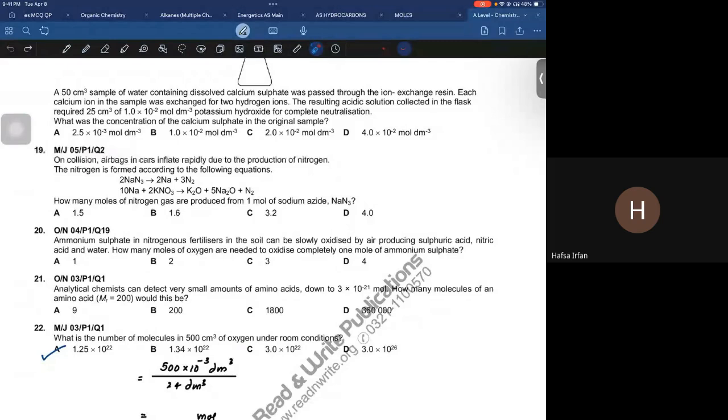Okay, how many moles are given to you for sodium azide? That is 1 mole. Sodium azide, 1 mole, NaN3. Then nitrogen. According to the equation, we have 2 moles of NaN3. And how many moles of nitrogen do we have? How can you find this out?